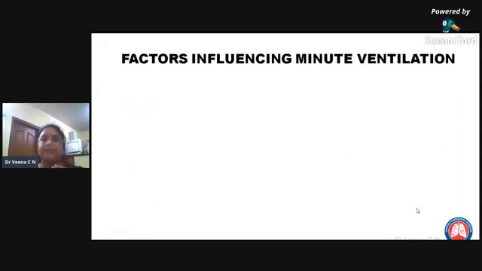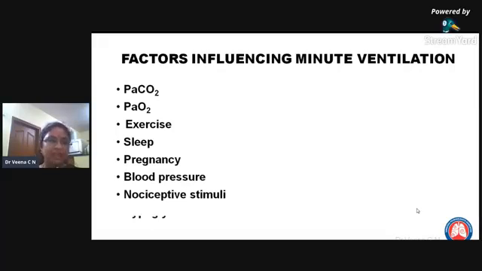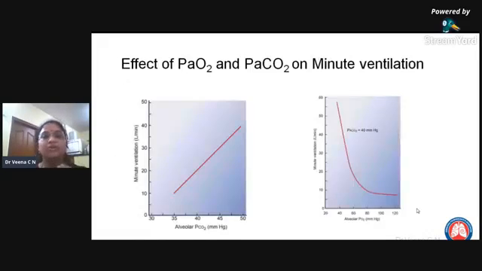Several factors influence minute ventilation, which include partial pressure of carbon dioxide, partial pressure of oxygen, exercise, sleep, pregnancy, blood pressure, nociceptive stimuli, hypoglycemia, and temperature. So now let us discuss the effect of partial pressure of carbon dioxide on minute ventilation. The relationship between the partial pressure of carbon dioxide and minute ventilation is almost linear in the range of 45 to 80 mm of mercury.